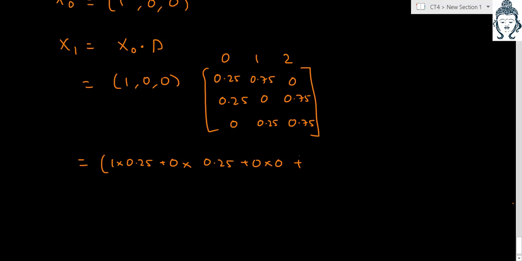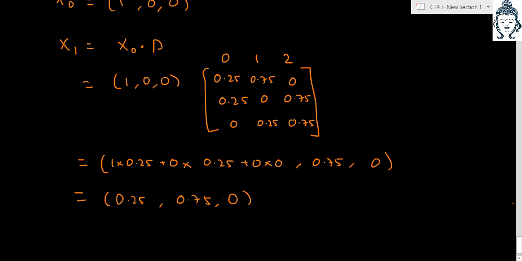And then for the second element of this, I'll multiply 1 by 0.75 and 0 by these two values. So that would just be 0.75. And for the third element, I'll multiply 1 with 0 and then these two other values with zeros. So this would be 0. So my value for this vector would come out to be just the first row of this matrix. It is 0.25, 0.75 and 0, right?